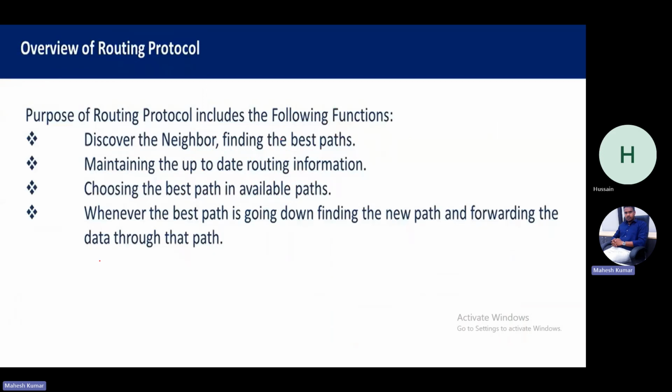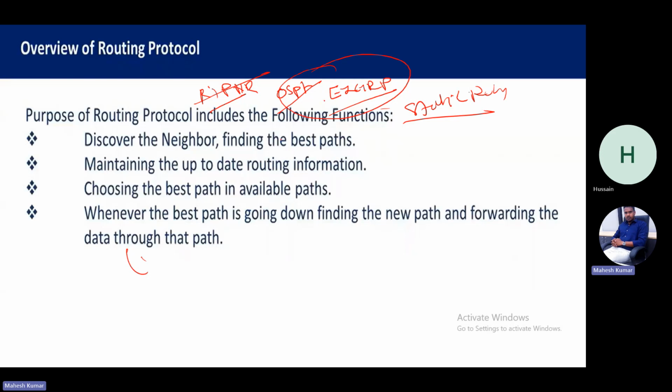Now if you talk about routing protocols, every routing protocol has a purpose, including the following functions. So what is the purpose of using a routing protocol? Mainly in a corporate network, RIP version 2 is a very rare case nowadays. You can get OSPF or EIGRP, or you can get static routes. Only these two dynamic routing protocols we get the chance to configure and work with in a corporate network: OSPF or EIGRP.